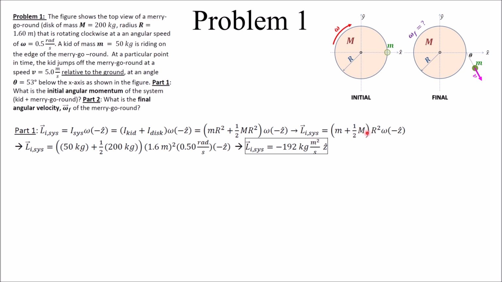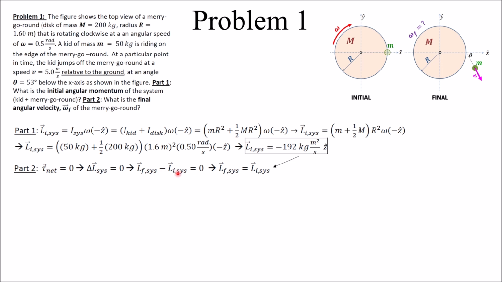We have a nice expression once we simplify it down a little bit, and we can plug in our numbers and get a value for the initial angular momentum of our system. Then for part two, we will look at the net torque being zero, so there's no change in that angular momentum.